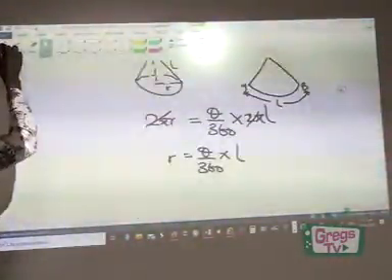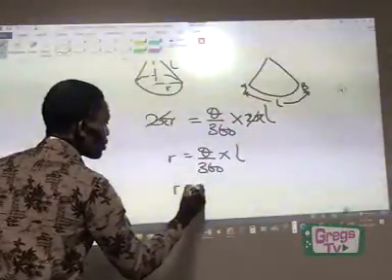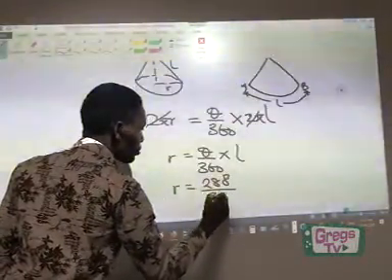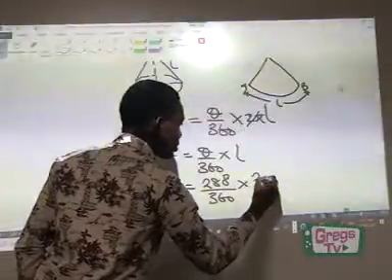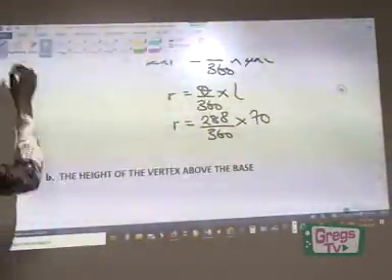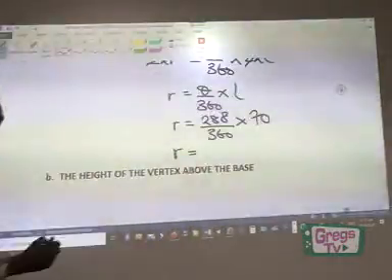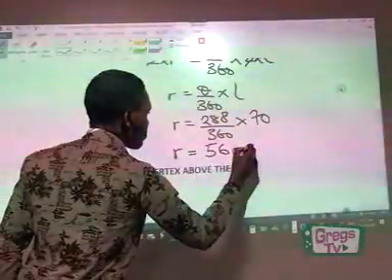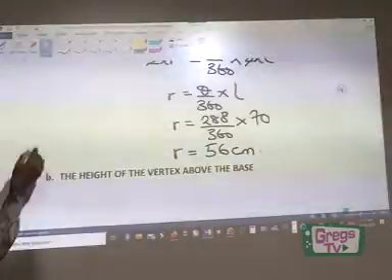So that will be r equals to what? 288 all divided by 360 times 70. And if you do your calculation very well, the radius will be equal to 56 centimeters.